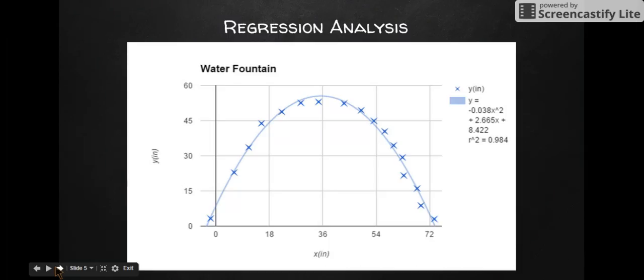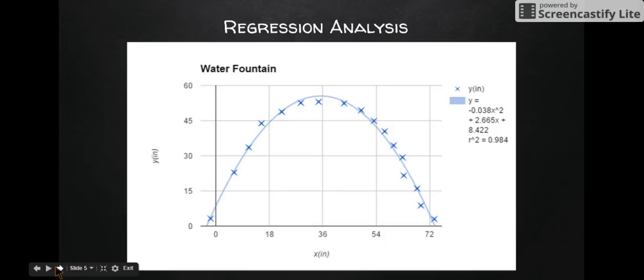And notice how there is a line that is not straight but matches the data. It curves, and what that means is it's a quadratic line, whereas if it were just a linear line, it would just go straight through. But it is not.